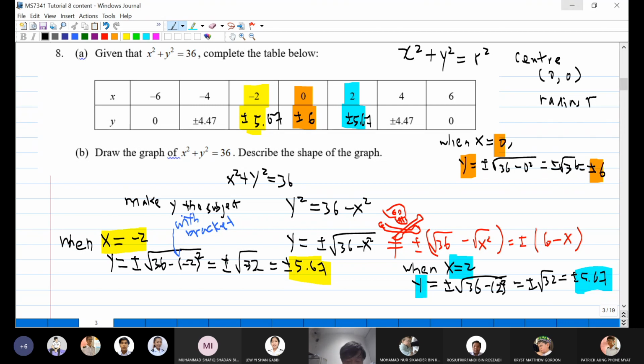Okay, calculation. Then I want to do 8B now. Draw the graph and describe the shape of the graph here. What kind of graph do you get? So you know this is a circle. Actually, center is 0. Radius is what? Radius, you can take r squared, which is 36, right? Radius is 6 here. So you try to draw the circle.